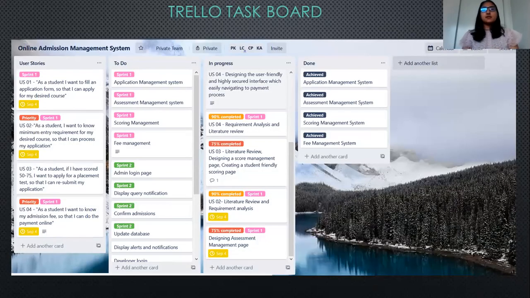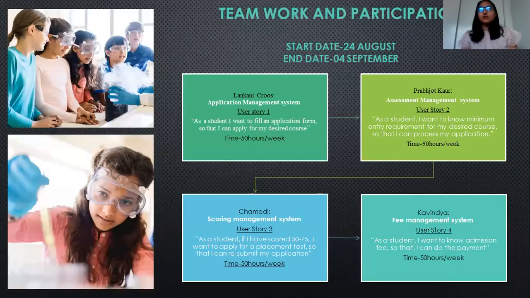And next is our Trello task board. In this board, we put information on what we did in Sprint One, what's left, what's in progress, what we completed. So we did 4 user stories in Sprint One. First one is done by Lankani, which is the application management system, and second one is done by me, assessment management system. Then scoring management system by Chamodi, and the final is fee management system, which is done by Kavindya.